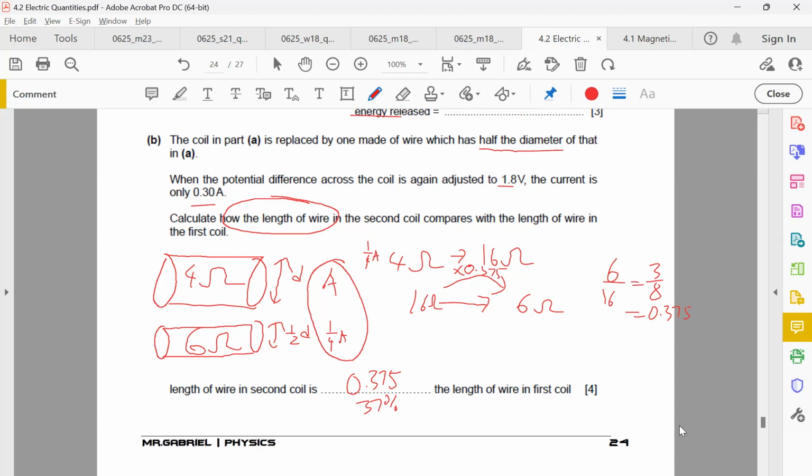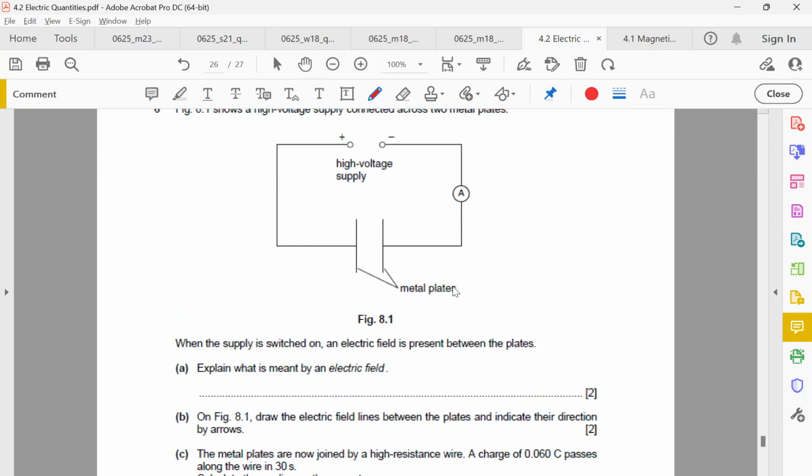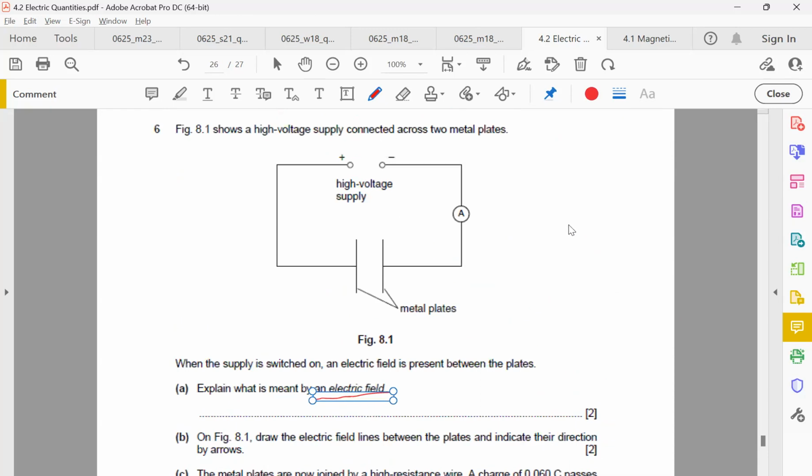Okay, everyone. Last one before we move on. State what is meant by electric field. What's the definition of electric field again? How come when I have a positive charge here, I have electric field going out of the charge again? What's the reasoning behind it again?